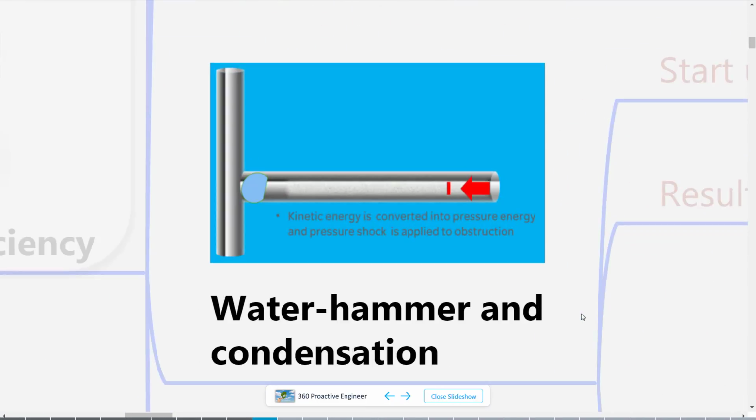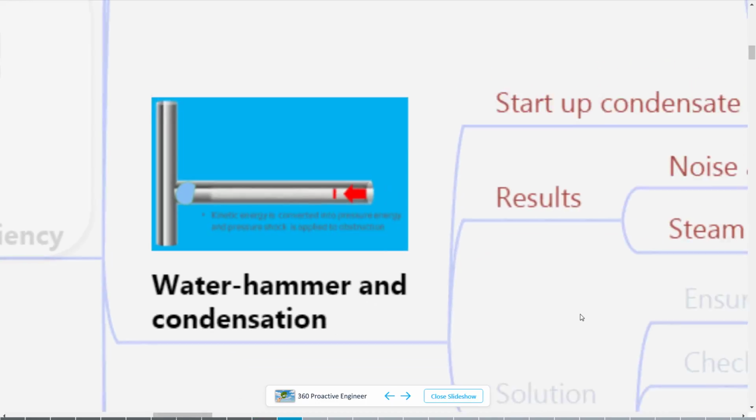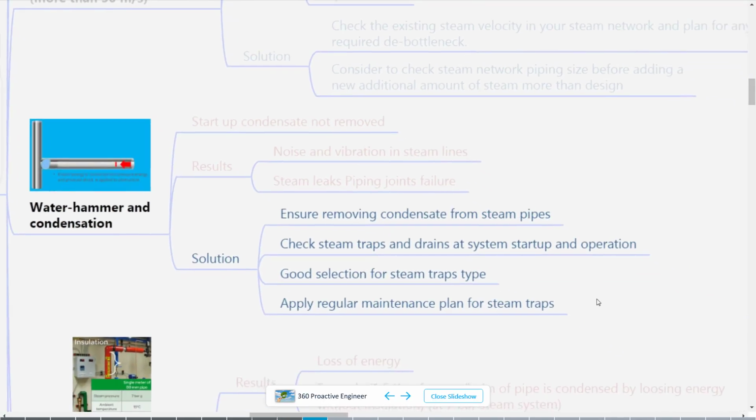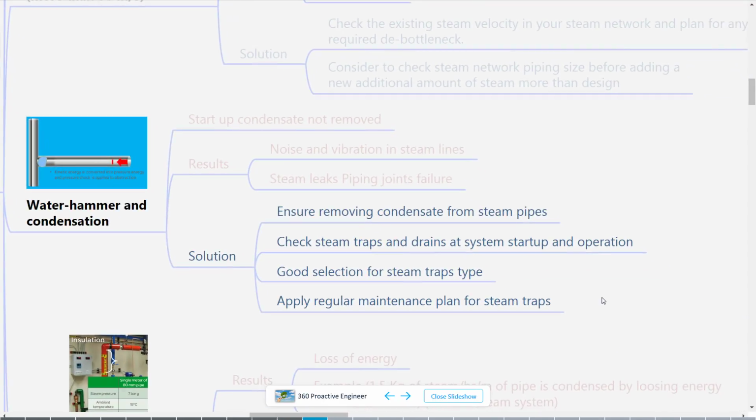The next problem will be water hammering and condensation. This can happen during the startup when we are not removing the startup condensate. The result will be, as we said before, noise and vibration in the steam lines, steam leaks, and even possibly piping joint failure. The solution will be ensuring removal of the condensate from the steam pipes.